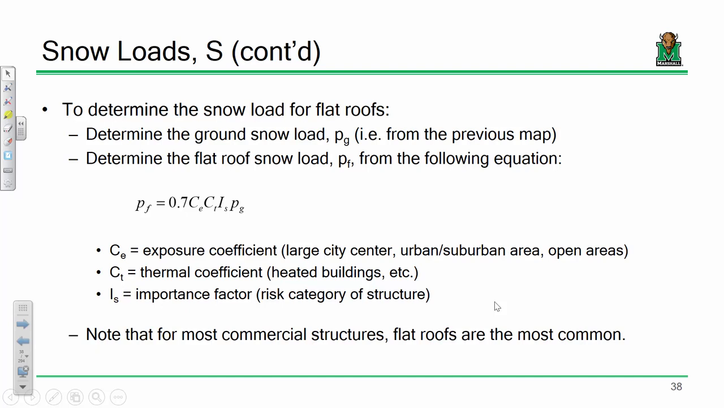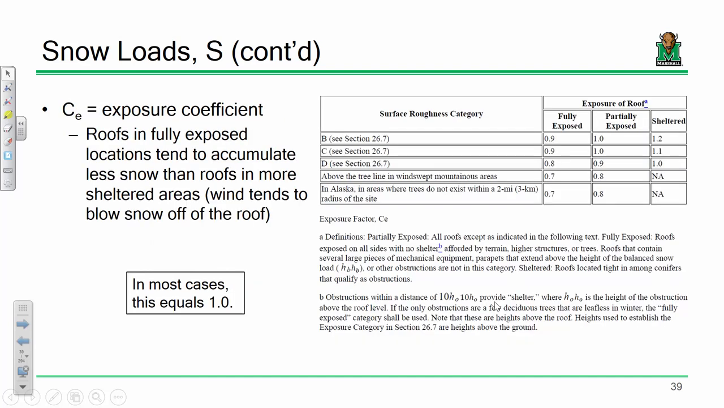Depending upon how the wind hits the building, it's going to change how much snow accumulates on the roof. If you have a lot of wind on the roof, a lot of that snow is going to blow away, so that's going to affect it. Thermal coefficient matters. If I was designing the roof for a greenhouse and I had a heated roof, snow tends to melt, so that's going to change my snow load on the roof. And then the importance factor, the risk category of the structure.